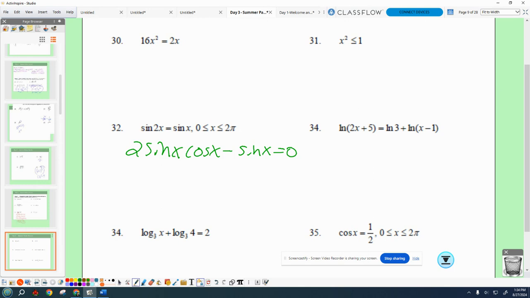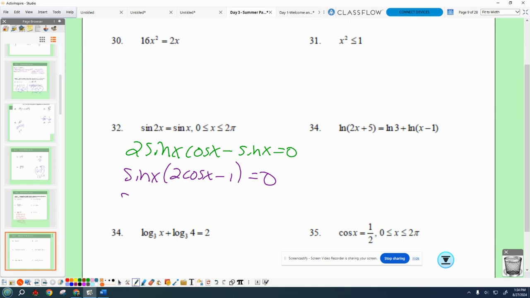Will, what do I do with it from here? Sorry, I was going back to the other one. Okay. Would you factor out the sine? Yes. Brooke, what would I do here?